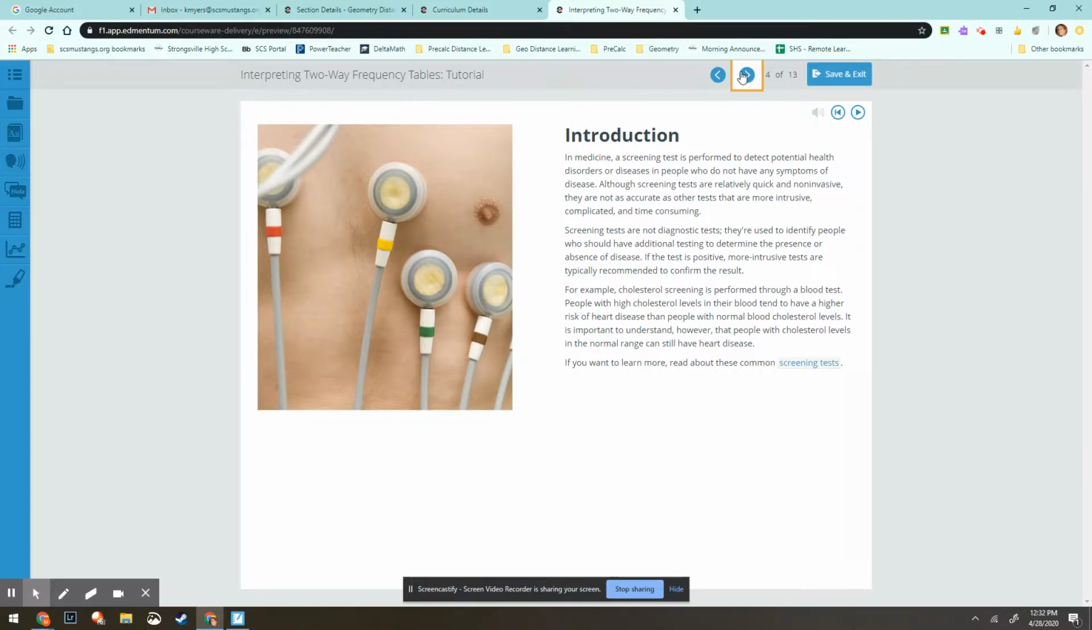This talks about a screening test in the medical industry, and this just tells you whether you're at higher risk for certain diseases and whether you should undergo further testing. They're not diagnostic, but from this information that we get, you can create some two-way tables. If you want to read about the screening test, you can click on that link and it'll take you there.